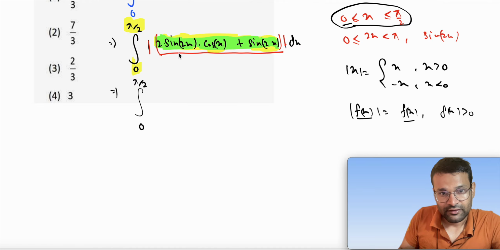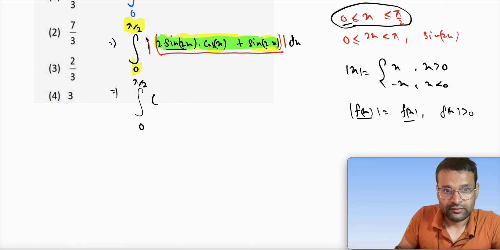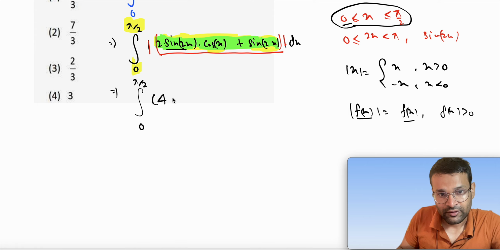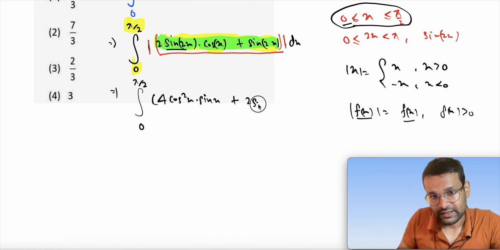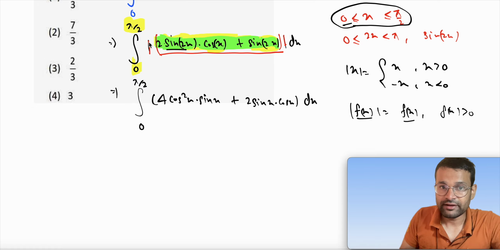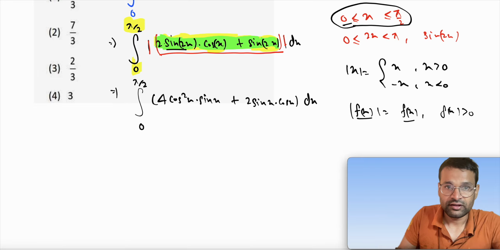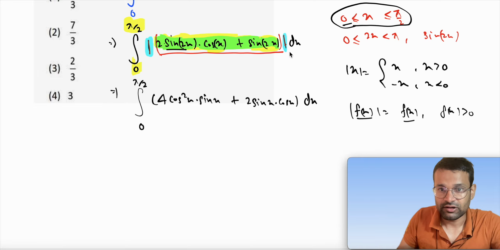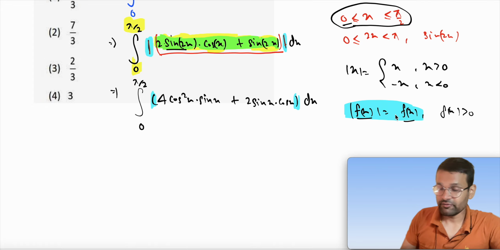So we can write 0 to pi by 2, and we simply rewrite it with a bracket, removing the modulus sign, and applying 2 sin square x, which is 4 cos square x into sin x, plus 2 sin x into cos x dx. Hope you understood why we remove this modulus sign, the one I am talking about with this bracket, and the reason is this.